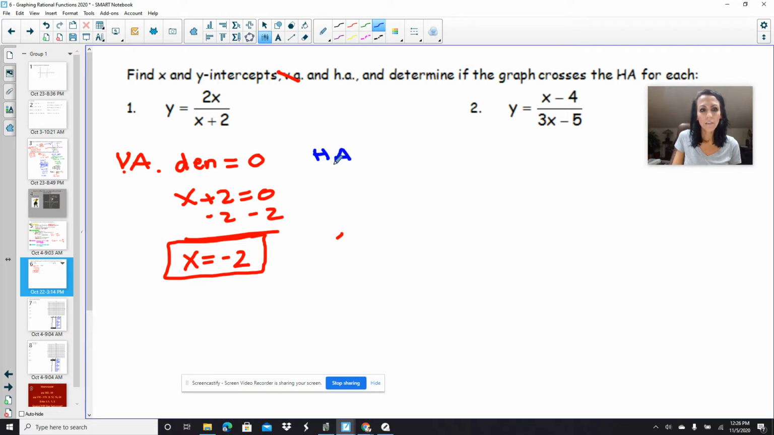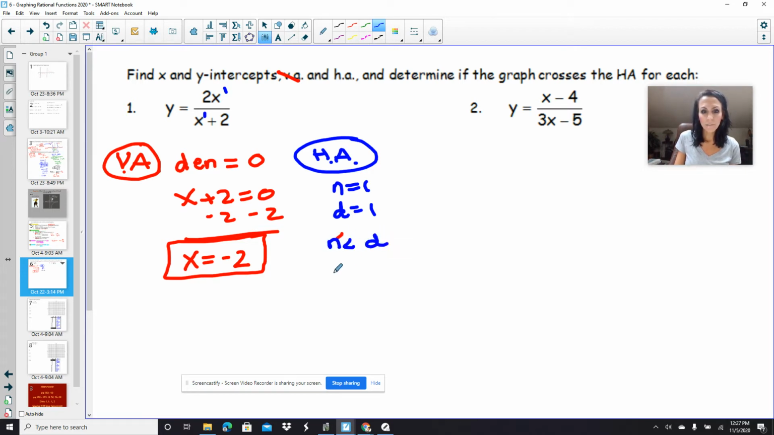Let's go to our horizontal asymptote, HA. Now remember what we need to do for our horizontal asymptote is we have to figure out the degree of the numerator, which is n, and the degree of our denominator, which is d. So what is n? 1. N equals 1. What's d? 1. D equals 1. Remember those 3 cases. It's either n is less than d, or n equals d, or n is greater than d. Which case is this? This is case 2.